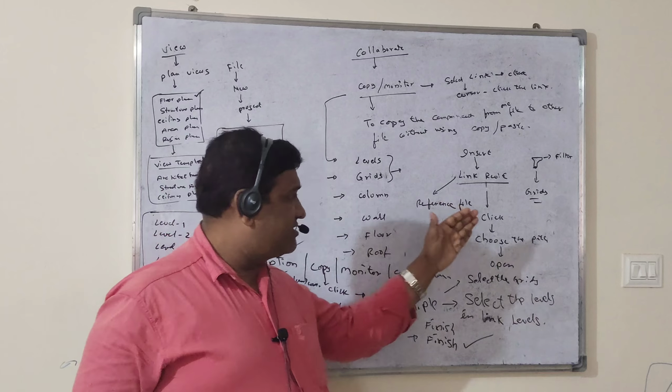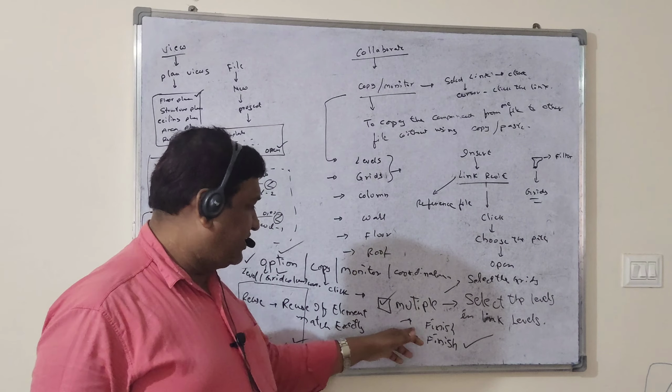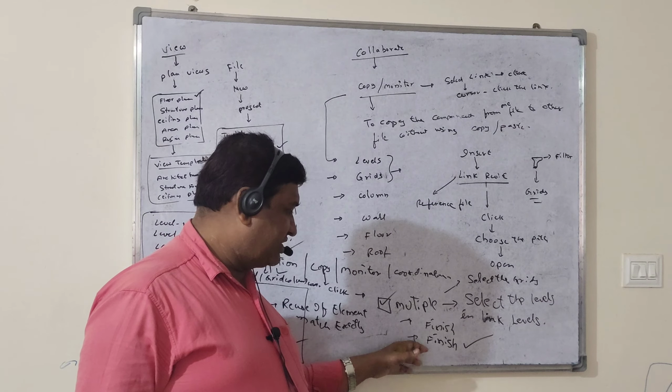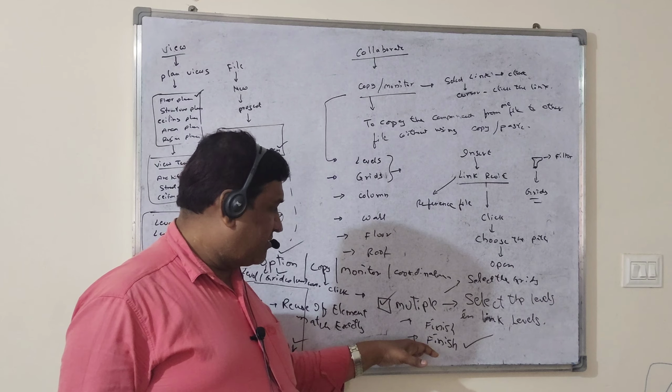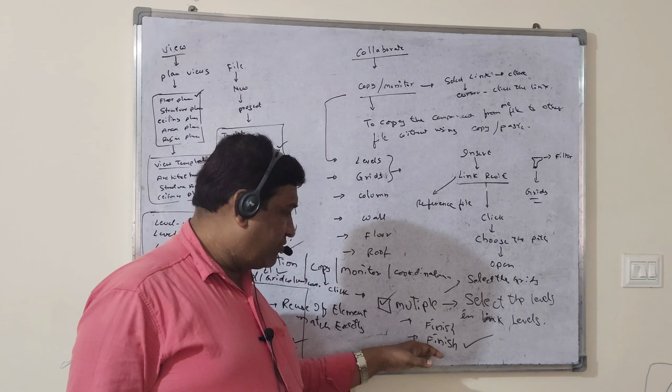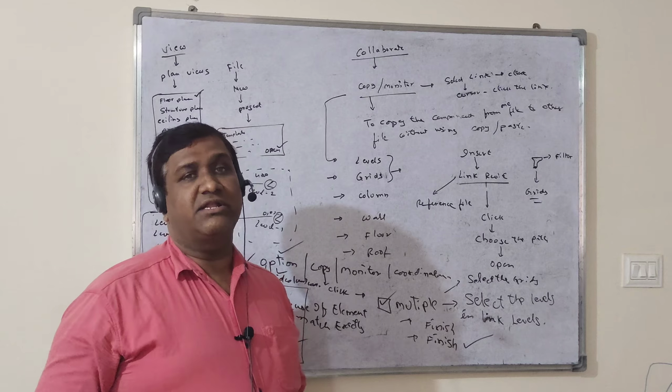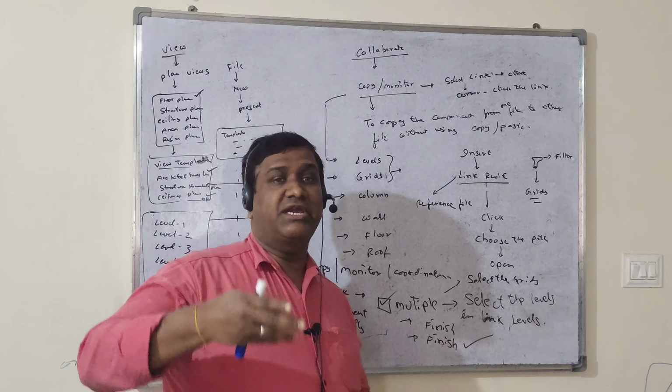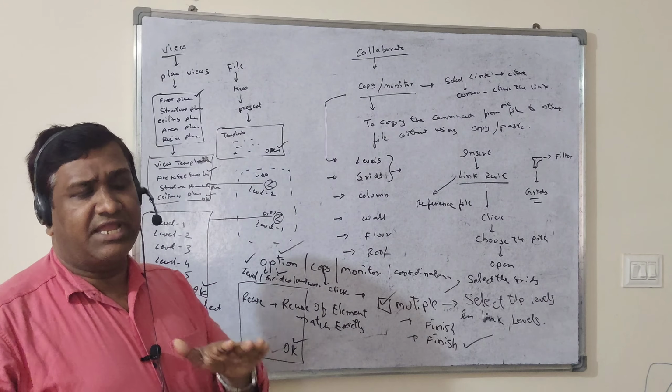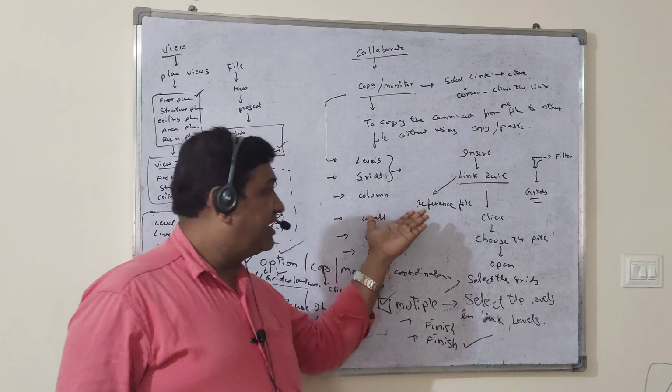And after getting the grids, you have to go Finish, and after clicking Finish, you have to come out from that Copy Monitor, then you have to go and click Finish. So if you do it like that, whatever grids are there will come directly as a carbon copy as per the reference file.